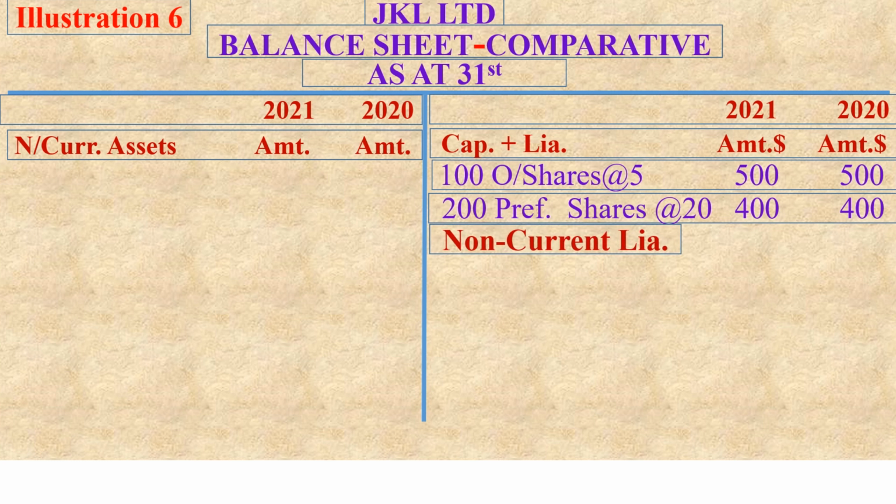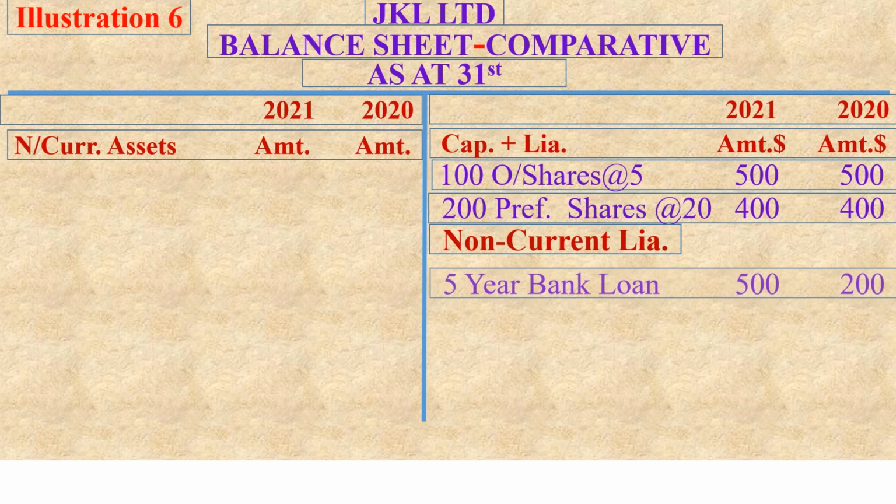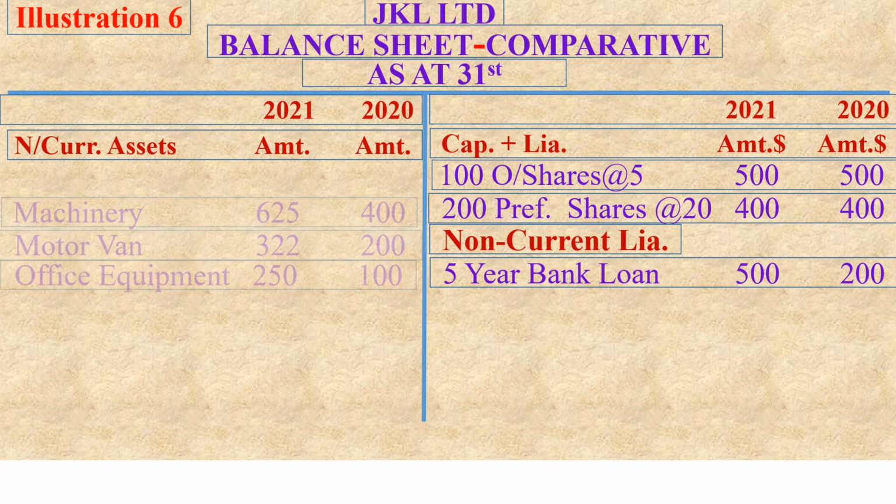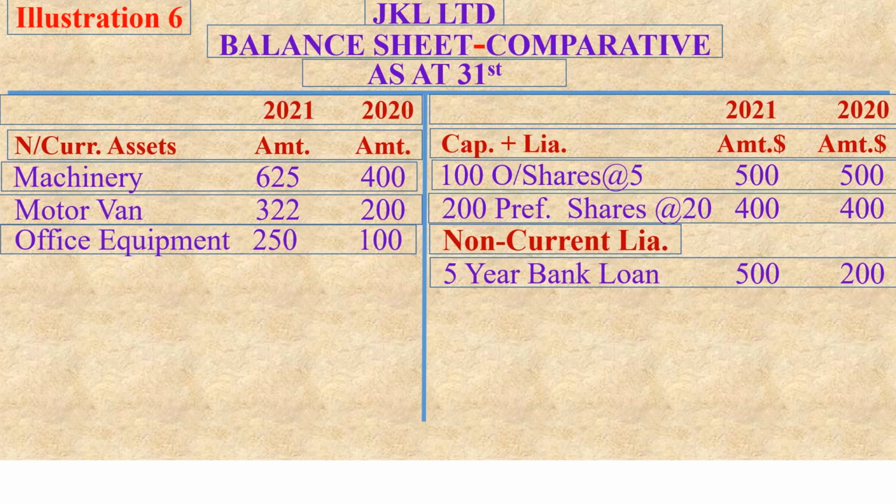Then when we go to the non-current liabilities, under that, we have got our 5-year bank loan of $200 for the year 2020, which for the year 2021 shows that it increased to 500. Now, all those long-term sources of finances were used then to finance machinery, motor van, and the office equipment for the 2 years, as you can see on the screen.